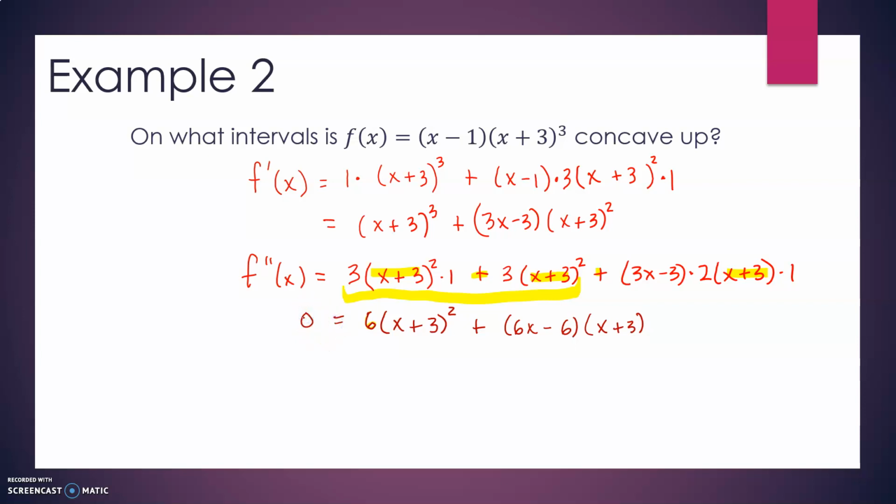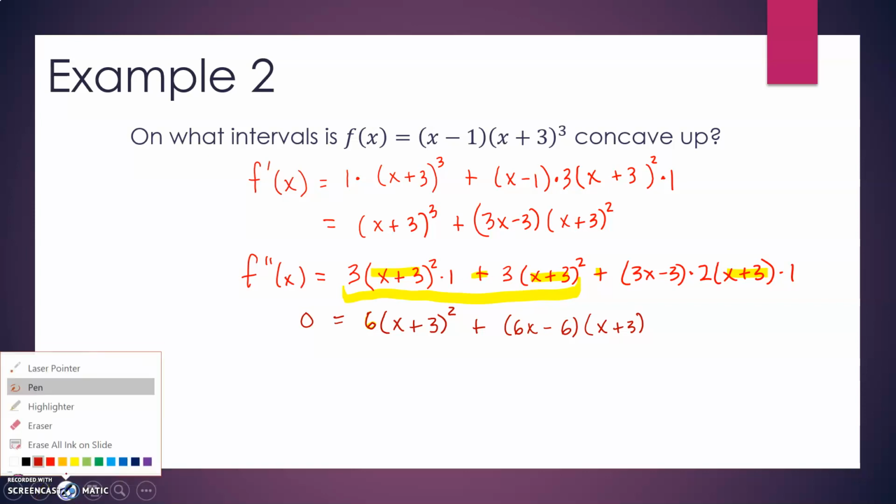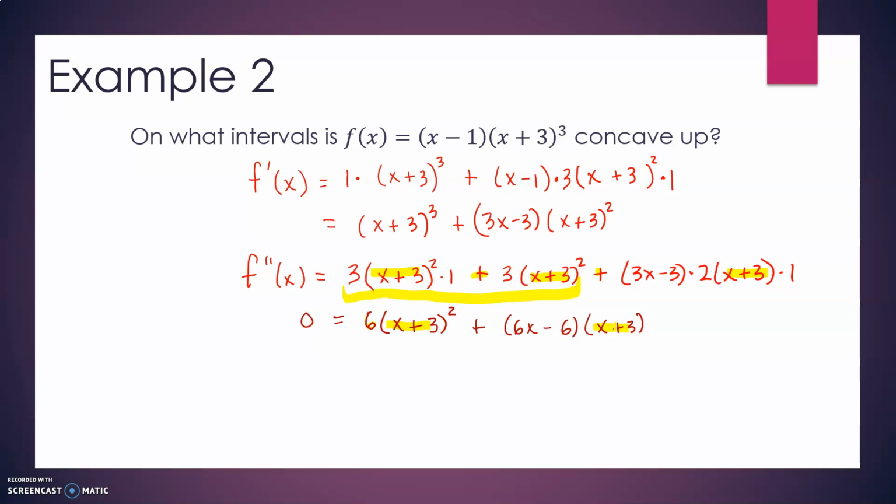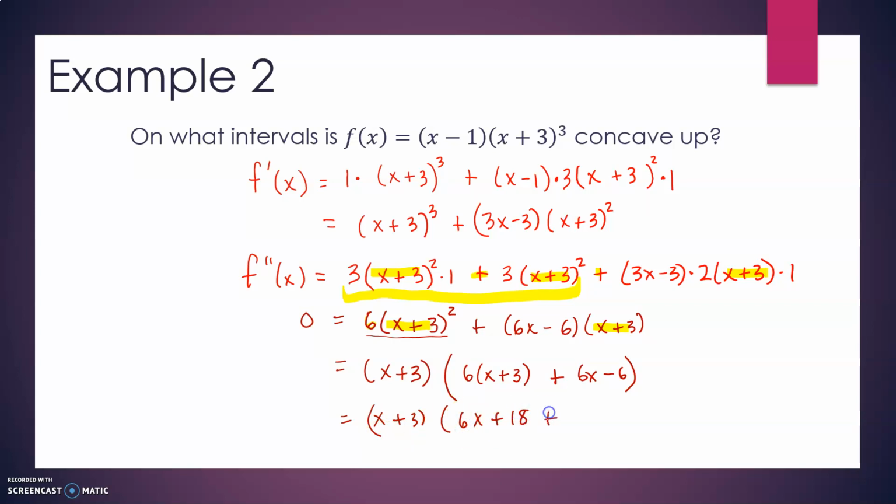All right, so I'm looking for where that second derivative is equal to 0. I can see that the second derivative is never going to be undefined. And I see that both of these two terms have an x plus 3 factor in them. So I'm going to factor x plus 3 out. If I divide this by x plus 3, I have 6 times (x plus 3), plus, if I divide this term by x plus 3, I have 6x minus 6. So then I have x plus 3 times (6x plus 18 plus 6x minus 6). So that would be x plus 3 times (12x plus 12).